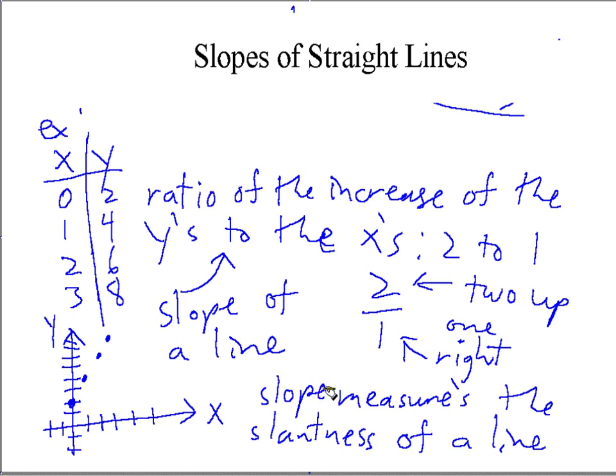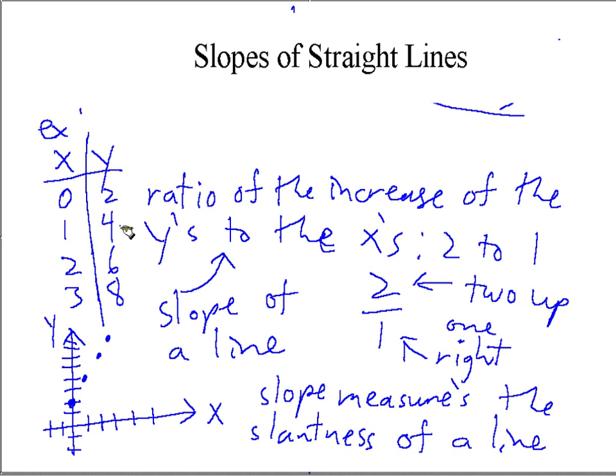Let me give you an alternative definition of slope. From this table here, for every increase of 1 unit, y increases what? 2 units. For every increase of 1 unit from the x column, y goes up by 2 units on the y column, that is.